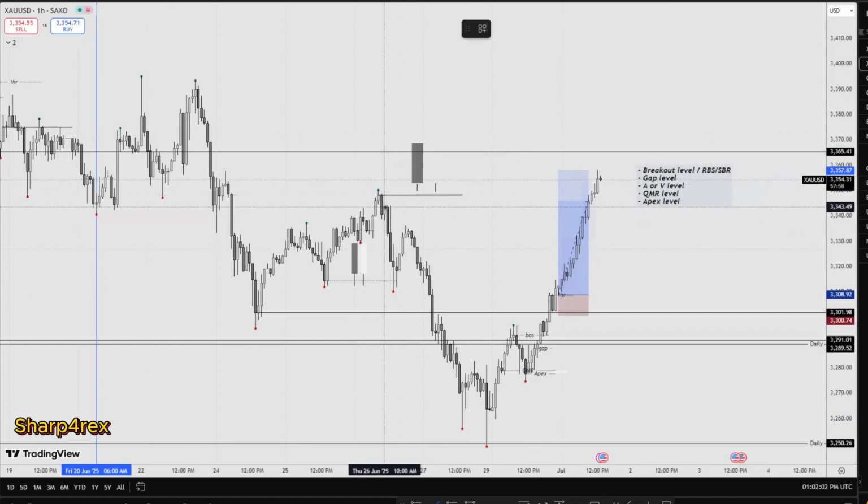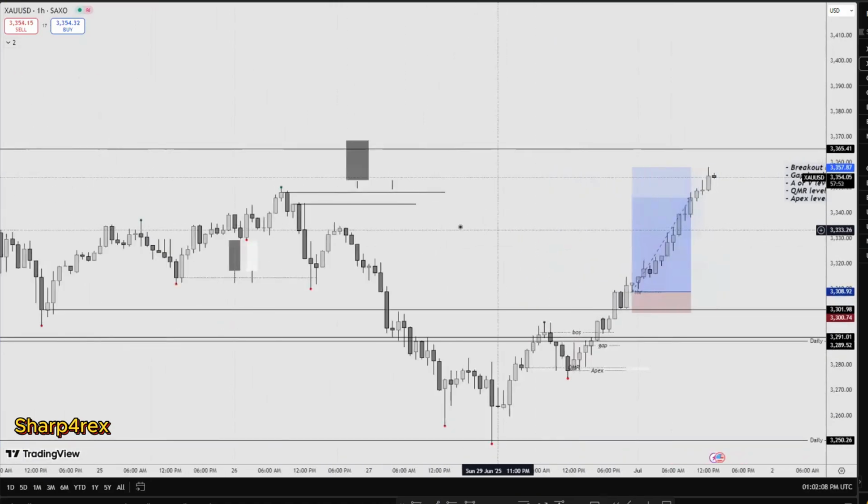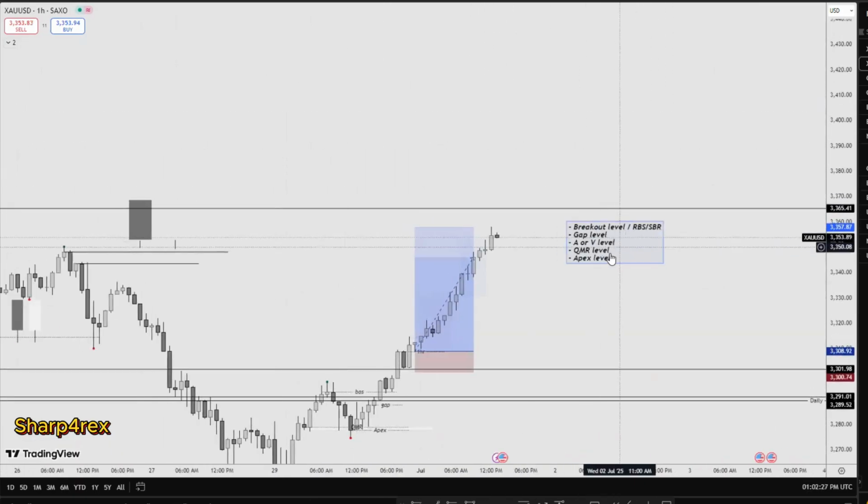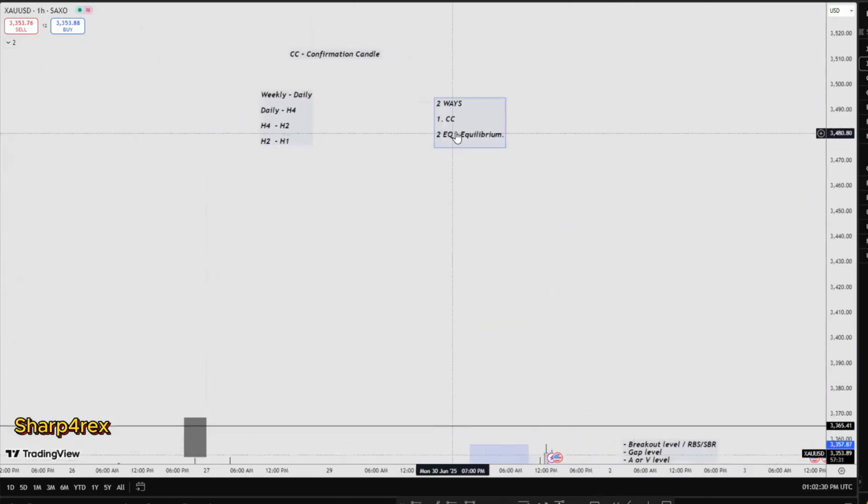So imagine this is a level. If this is a level, CC has taken place. Now you have to wait all the way for it to come there before you take your entry? No. It is only when this has taken place, CC has taken place, and price is coming to it, then fine. But if you have to wait, then you use the second way. That's the second method, the equilibrium, which we'll be looking at tomorrow.